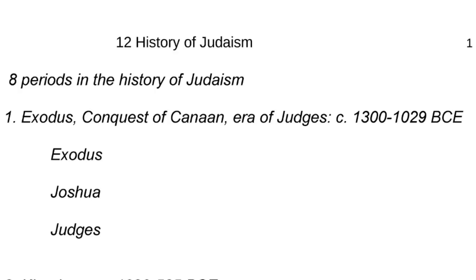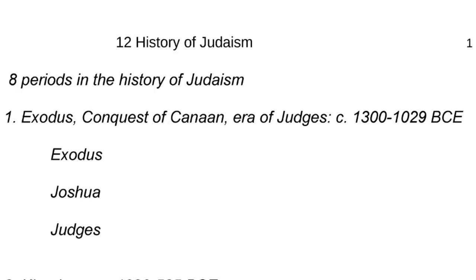Jewish history can be divided into 8 periods, and we're going to survey all 8 of them in this lecture. The first period is the period of Exodus, the conquest of Canaan, and the era of Judges, so approximately 1300 to 1029 BCE. Most of what is known about this period comes from 3 books of the Bible: Exodus, which we mentioned in the last lecture, the book of Joshua, and the book of Judges.